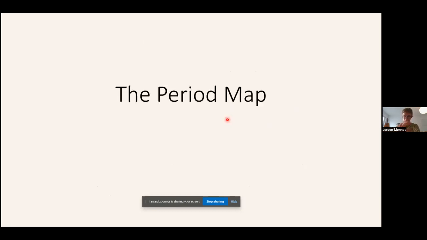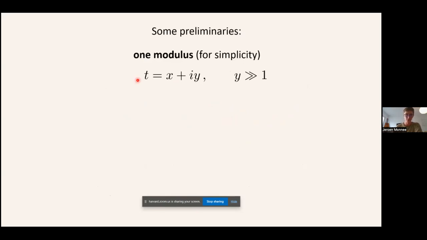Okay, so that concludes my general introduction. I will now proceed and give you some more details about what this period map actually is. But before that, let me just give some preliminaries. So for simplicity, I will assume that we have only one modulus, so one complex structure modulus. I will denote it by T. Its real part is X, its imaginary part is Y, and the asymptotic region that we are considering is where Y is large.